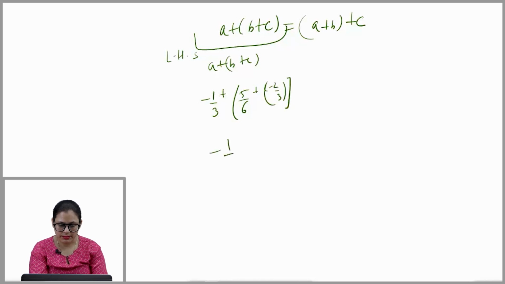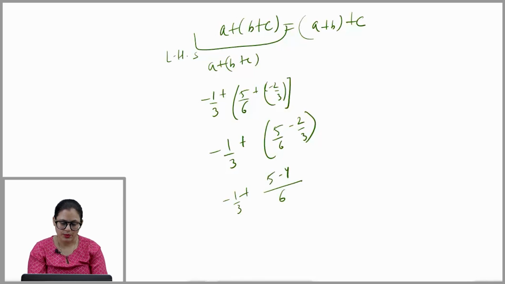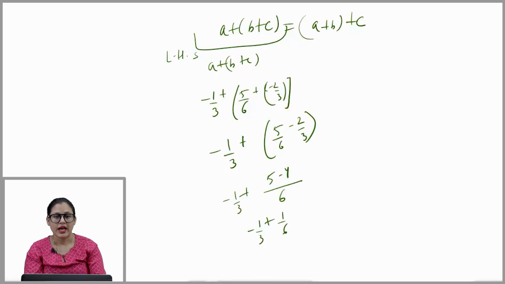Minus 1 by 3 plus 5 by 6 minus 2 by 3. Minus 1 by 3 plus 6, 5 and minus 4. So, minus 1 by 3 plus 1 by 6. Okay, and now we will take LCM, minus 2 plus 1, that is minus 1 by 6.